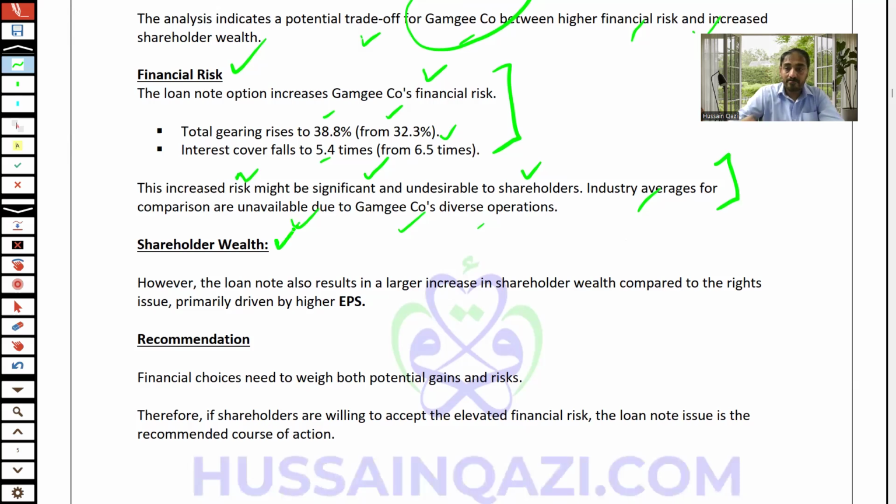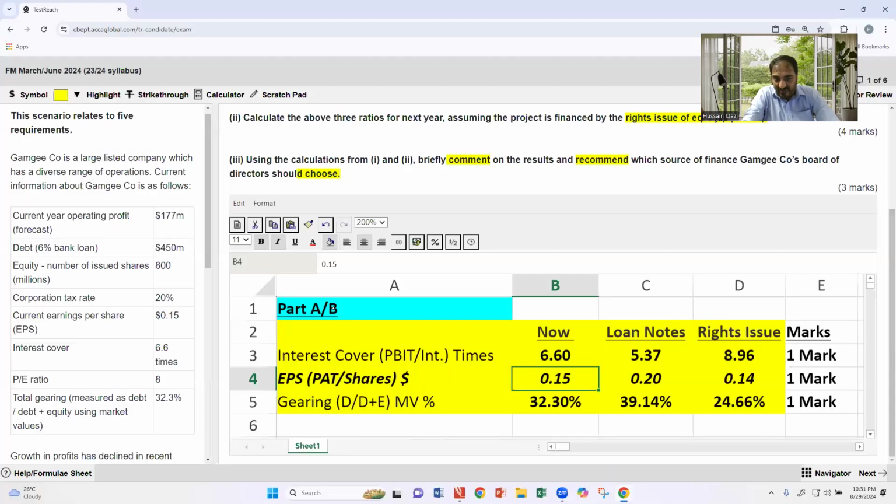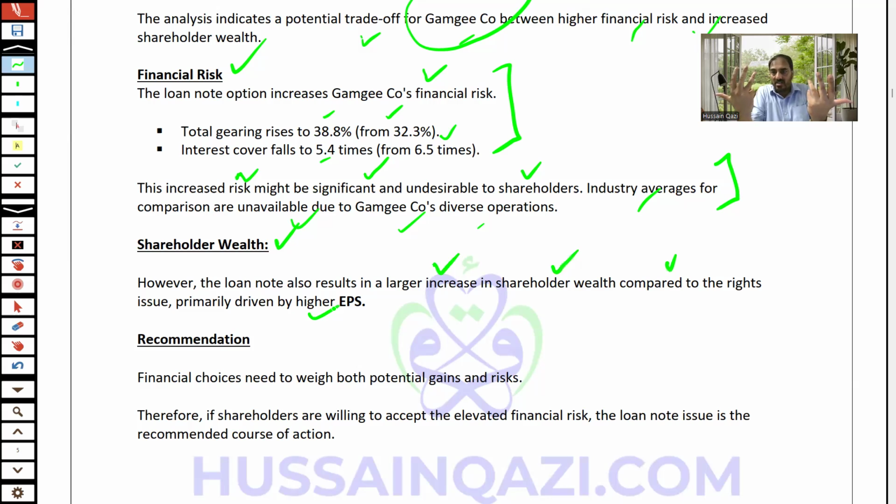Number two, shareholder wealth. However, loan notes also result in a larger increase in shareholder wealth compared to a rights issue, primarily driven by higher EPS. You can refer to the numbers as well. I know my solution is not reflecting the numbers, but you can refer to them: the rights issue increases to 0.2 as compared to 0.5, and compared to the rights issue, it's higher. But do remember, it's only 3 marks. Just draft your answer to complete things accordingly.